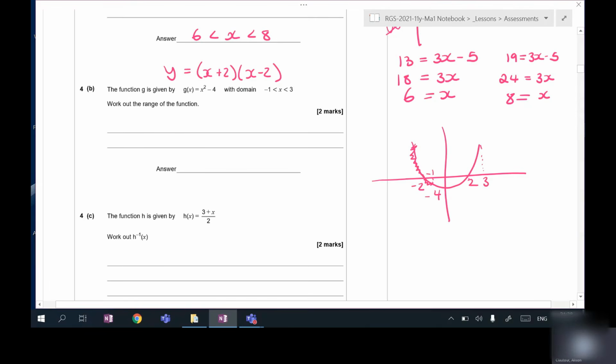Okay, so think about the range. The smallest value will still be this minimum point here at -4. My maximum point is going to go right up to the end here, isn't it? So if I substitute in x equals 3, I will do g of 3 is 3 squared minus 4, which is 5. Then the graph can only go up as high as 5. So my range is -4 up to 5.